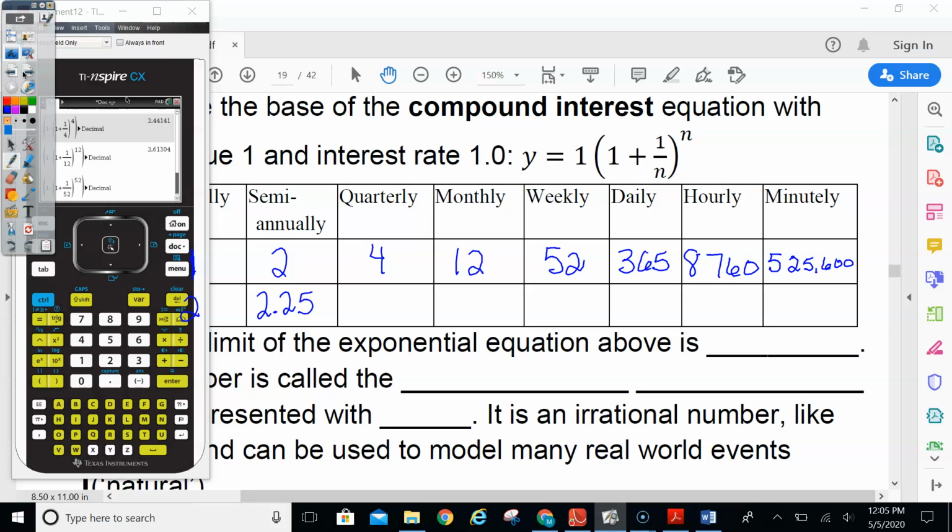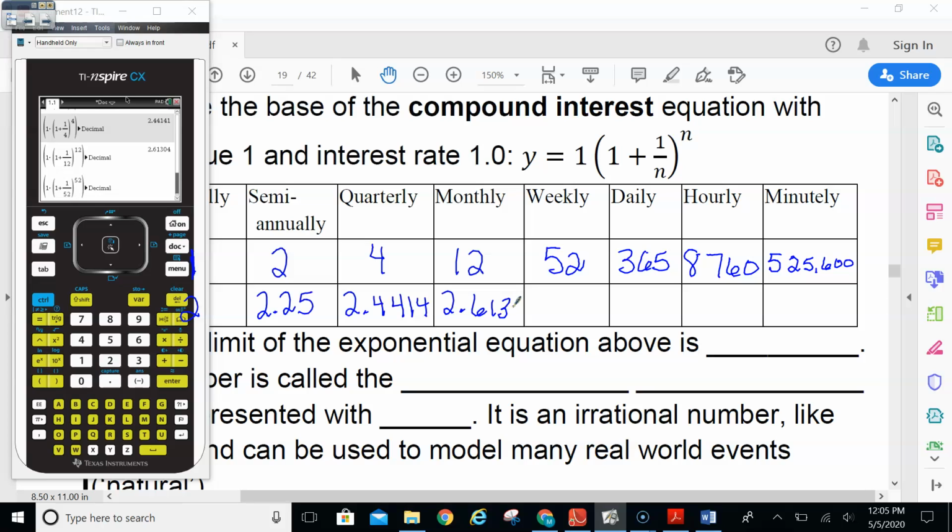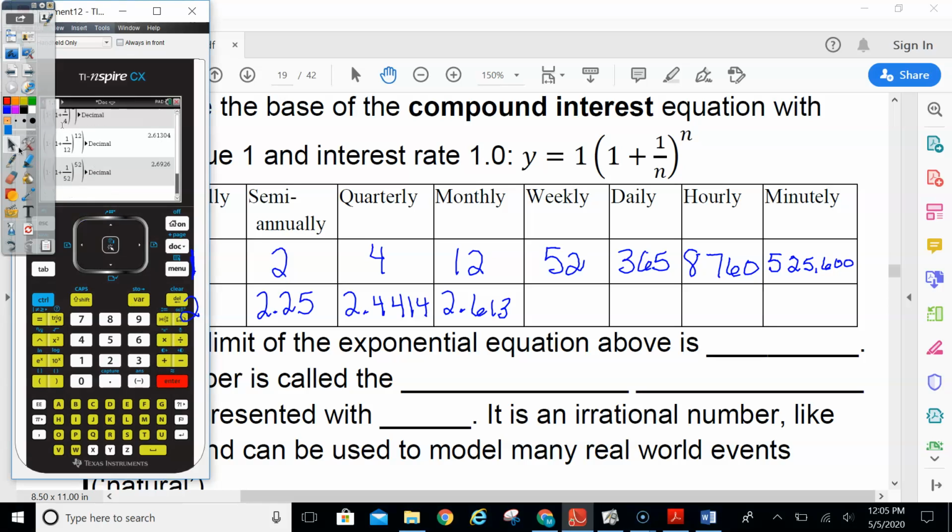So if we write the 4th one down, so for quarterly, we get 2.4414. For 12, we get 2.61304. I'm not going to write all that. And then for 52, we get 2.6926. So again, we're going to get these last 3. And it's going up slowly, but it's slowing down. So these aren't going up by much.